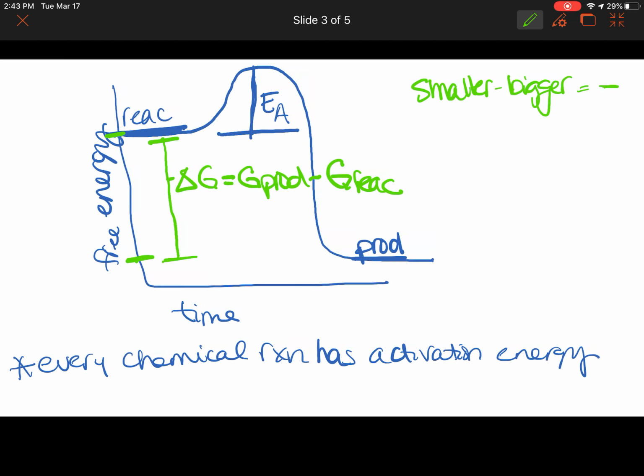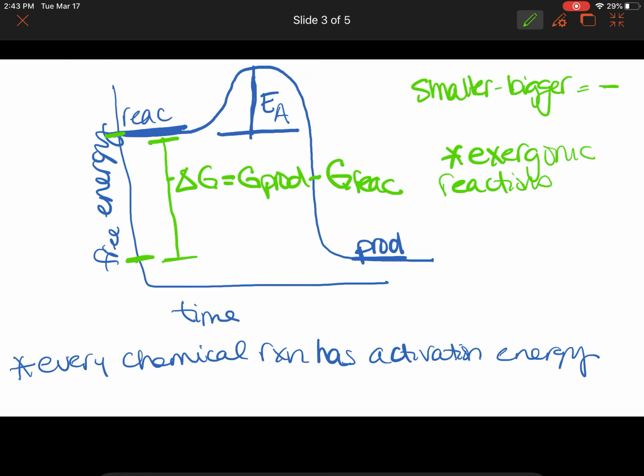We can characterize reactions such as these as exergonic. So you may have learned in chemistry about exothermic reactions. These are similar. It's just they're taking place inside a cell. Okay, so exergonic reactions are reactions that are releasing energy to the cell.